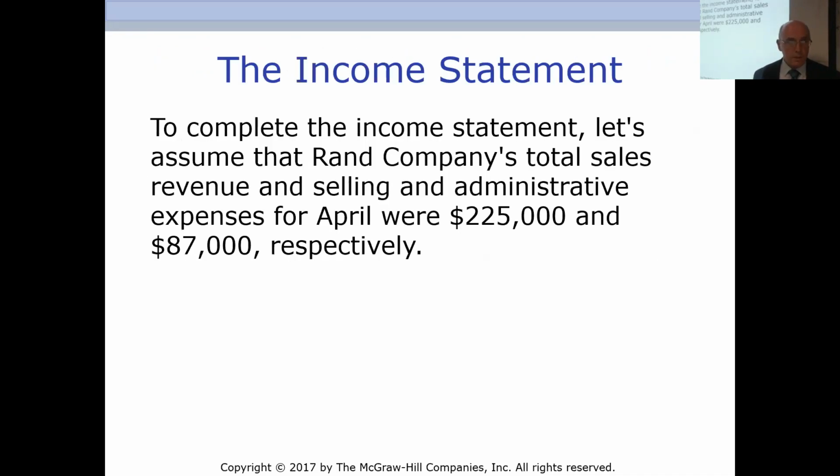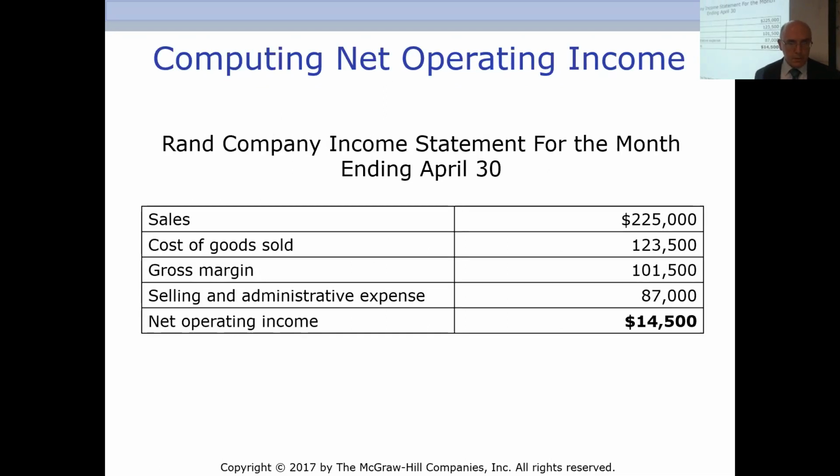Okay. The income statement. You remember what that looks like, right? To complete the income statement, let's assume that Rand Company's total sales revenue and selling and administrative expenses for April were $225,000 and $87,000 respectively. That doesn't look like a contribution format, does it? That's the traditional kind of income statement you had in financial accounting, but that's okay. Sales, 225 minus cost of goods sold equals gross margin, minus selling and administrative expense equals net operating income.